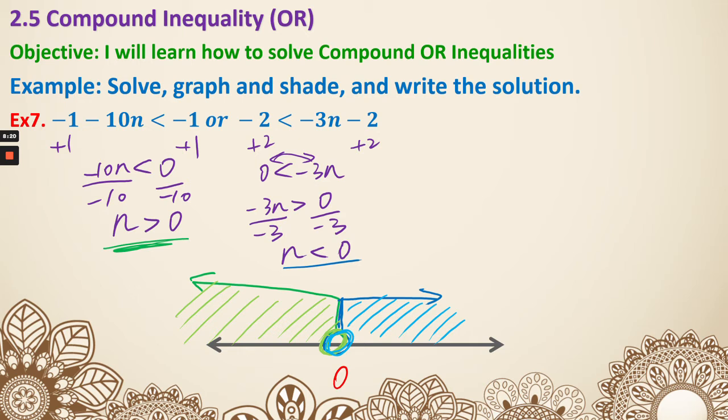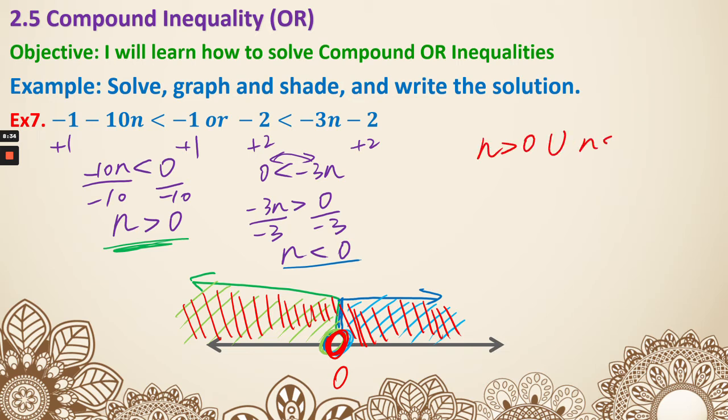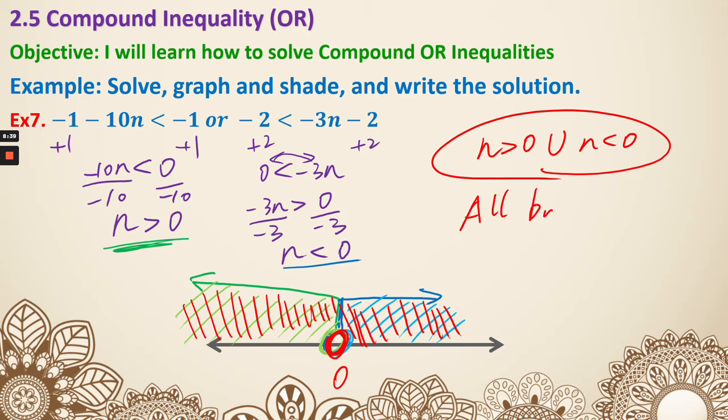So when I look for any part that is shaded, well, I started from the left side, shaded, but the 0 is not shaded, but it still extends to the right side. There are two different ways to write it. You can either write it with n is greater than 0, union n is less than 0. That is one way. Or you can say all real numbers except 0. So that's the first special case, number 7.